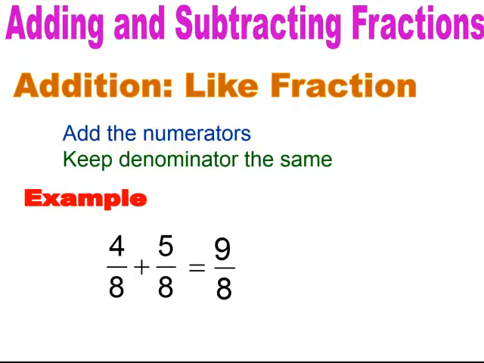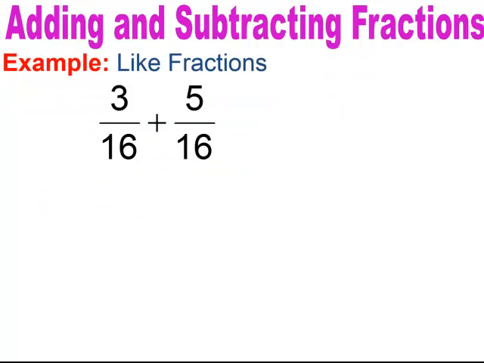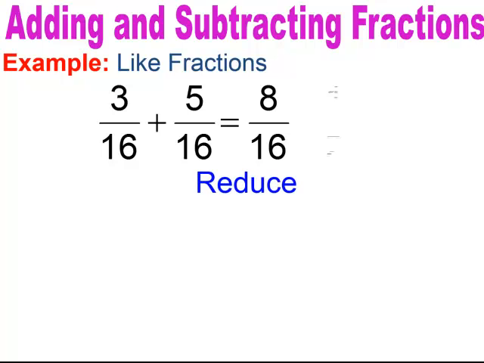And that is the answer, unless it can reduce. So in this case, I have like fractions because the denominators are the same. So I'm going to add the numerators, and I end up getting 8 over 16. And you're always going to have to reduce your answers when you're working with fractions. So make sure if your fraction reduces that you reduce your final answer. So this solution would be 1/2.